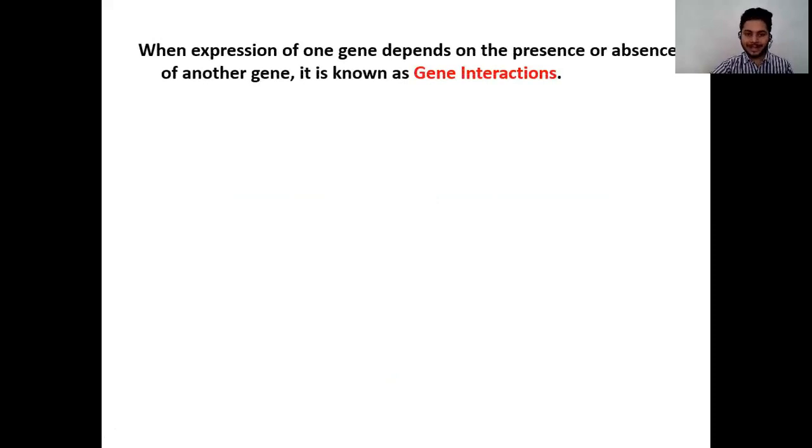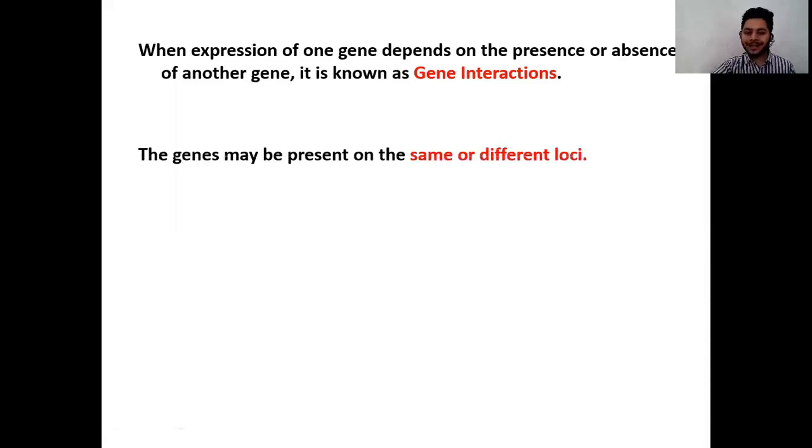Basically, when the expression of one particular gene is influenced by the presence or absence of any other particular gene, then such kinds of interactions are said to be gene interactions. So the mere presence or absence of another gene is going to influence the expression of the other gene.